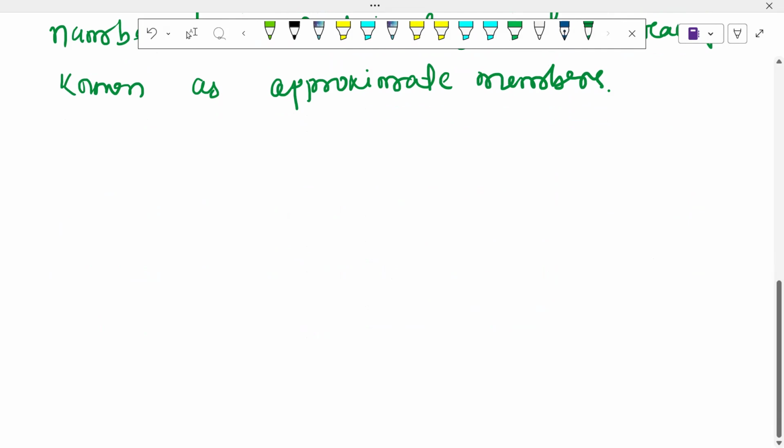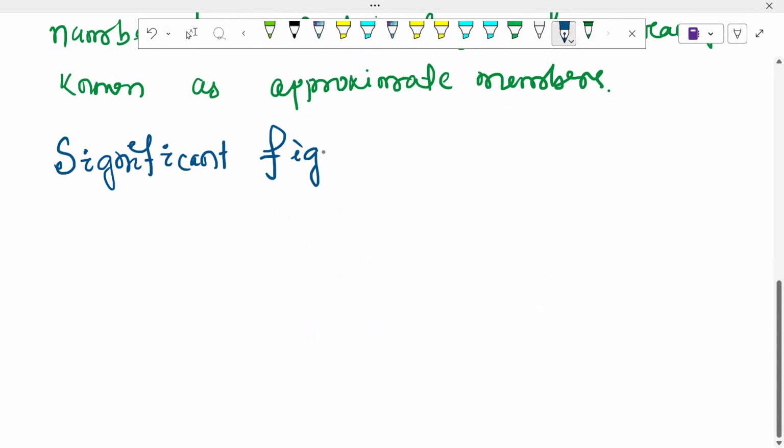Another thing: significant figures. What do we mean by significant figures? The digits used to express a number are called the significant figures. Suppose one number is 7485, represented here.